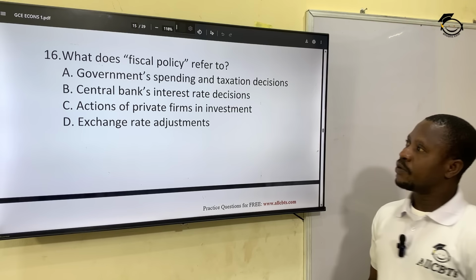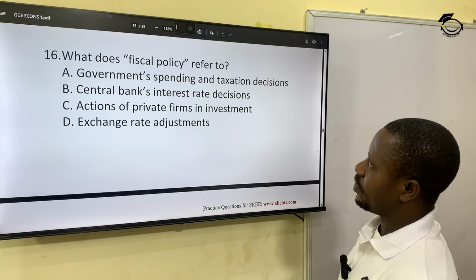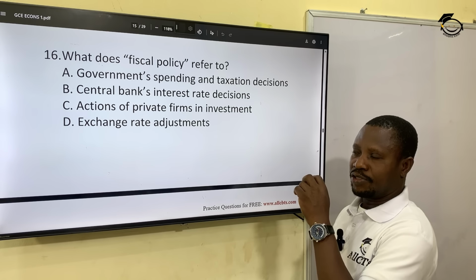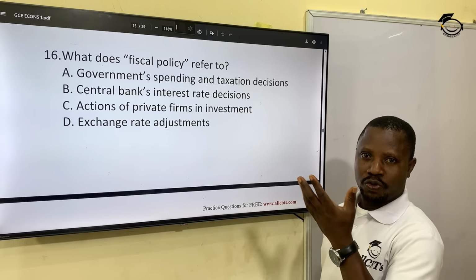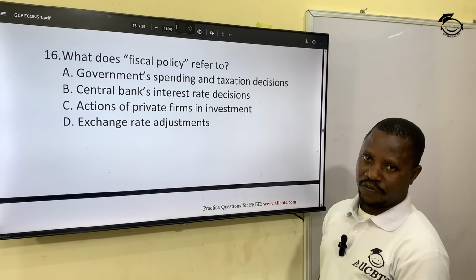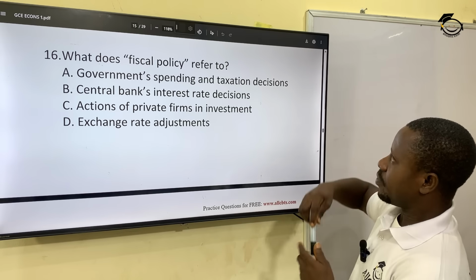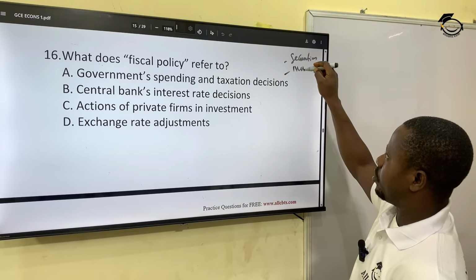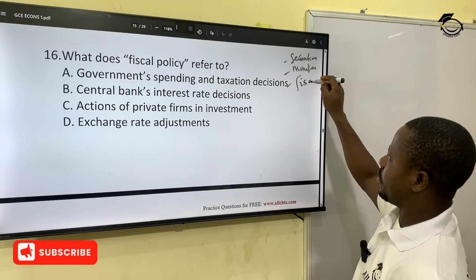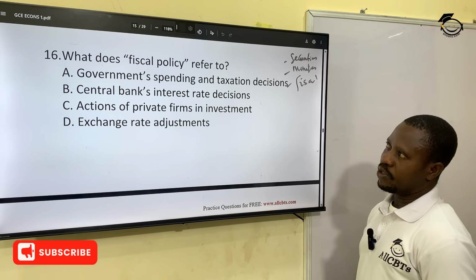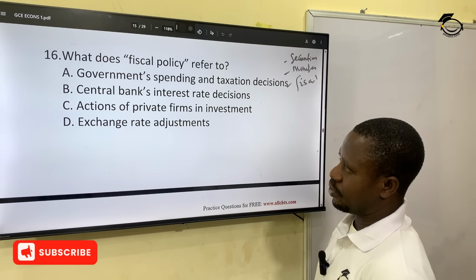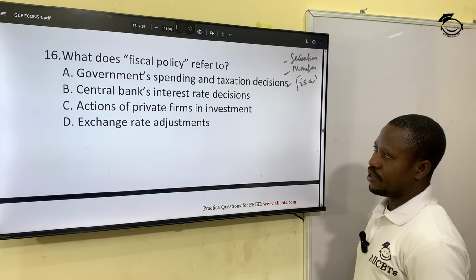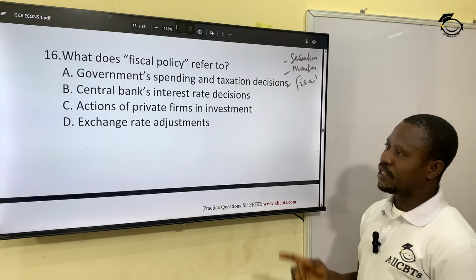What does fiscal policy refer to? I think I mentioned this a while ago when I was talking about central bank policies and government policy to control inflation. I mentioned the selling of securities like bonds. I mentioned monetary policy. I mentioned fiscal policy. Very well. So what does fiscal policy refer to? Government spending and taxation decisions, central bank's interest rate decisions, actions of private firms in investment, or exchange rate adjustment. The answer here is government spending and taxation.